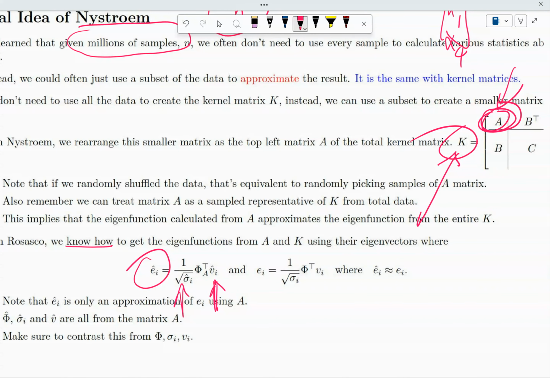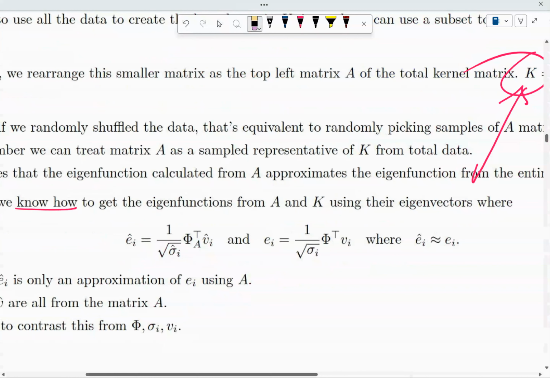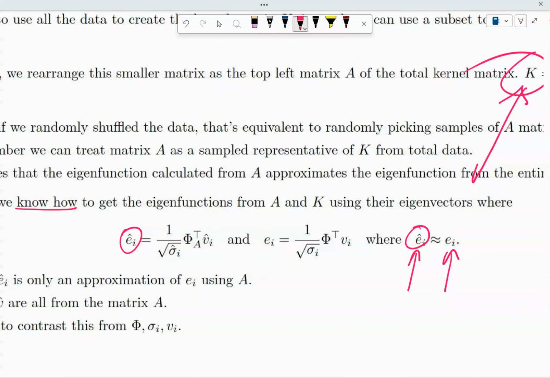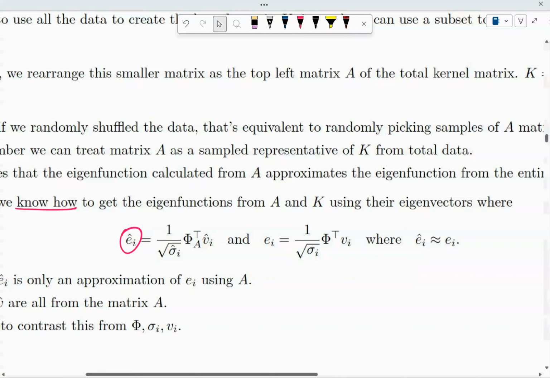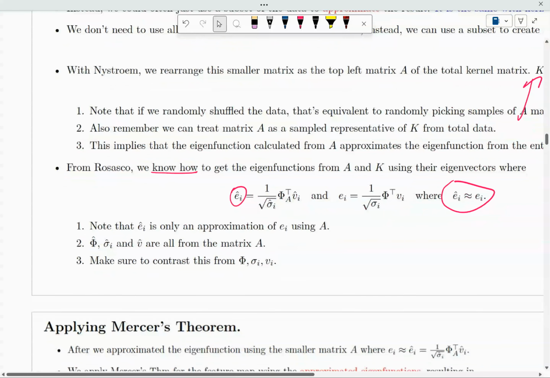Now, that's the point. And then I want you to keep track of the notation. The notation here is E. So this is the eigenfunction approximation, and this is the true eigenfunction if you use the entire K matrix. So if you use the entire K matrix, you would get the true one. But by using A, if A is sufficiently large, the approximations should still do a reasonable job. Okay, so keep the notation straight.